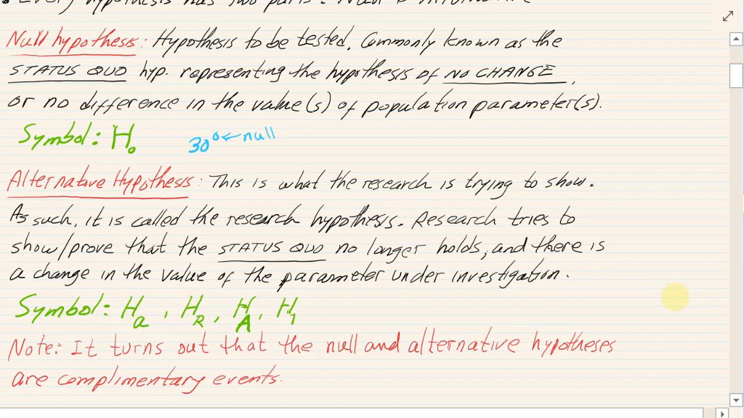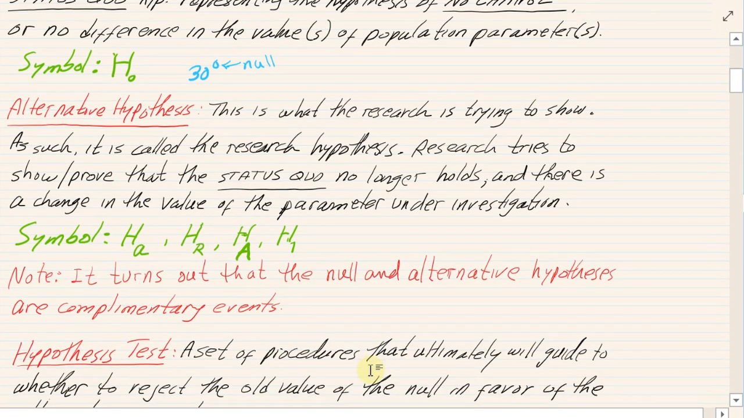So for example, if the null says it's cold outside, the alternative says it's not cold. If the null says something is good, the alternative says it's not good. And so anyway, they're complementary events. Okay, the null and the alternative.